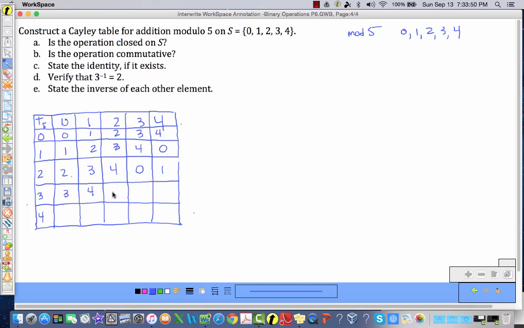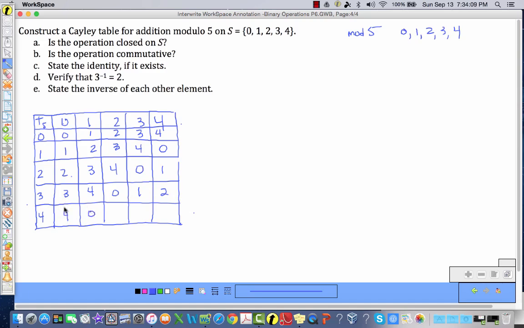3 plus 2 is 5, but mod 5, that's 0. 3 plus 3 is 6, but mod 5, that is 1. 3 plus 4 is 7. 5 divides 7 with 2 left over. And then finally we have 4, and you can see how this is working out.